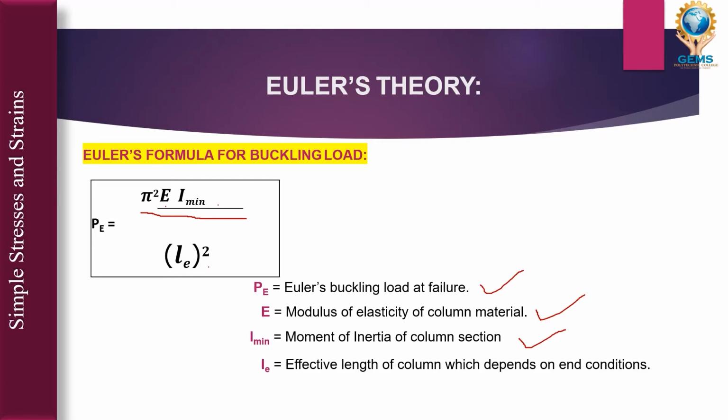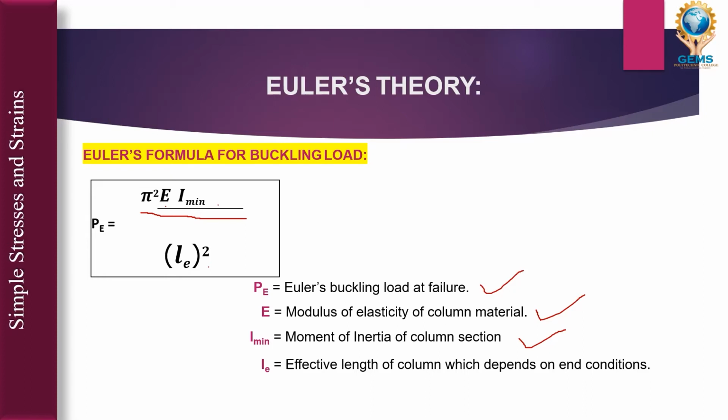If both ends will be fixed, both ends will be hinged, one end will be fixed, one hinged, one end will be fixed, another free. So according to the condition, we are applying the value of effective length. Sometimes effective length will become half of original length, sometimes it will become the double of original length. So it depends upon what? Upon the end condition. Understand? So this formula you have to always keep in your mind to solve the numerical problem based on the buckling load. So P is equal to pi square E I minimum divided by LE square.